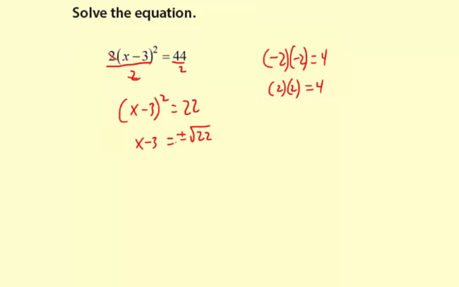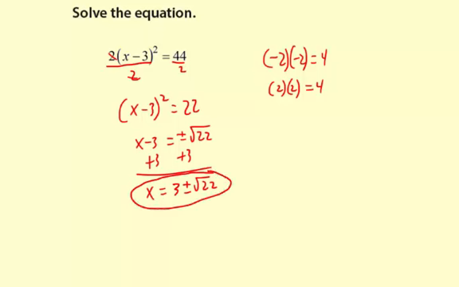So let's take a look back here now. We have x minus 3 equals plus or minus square root of 22. Last step is going to be to add 3 to both sides. That's going to leave x equals 3 plus or minus square root of 22. And this really is 2 answers.